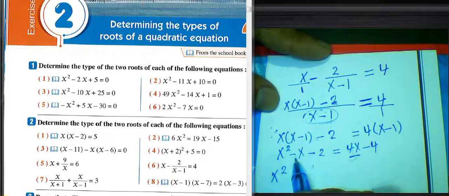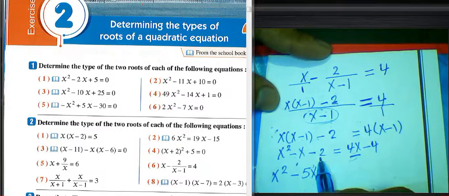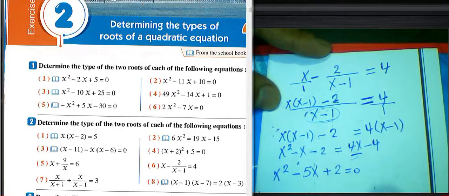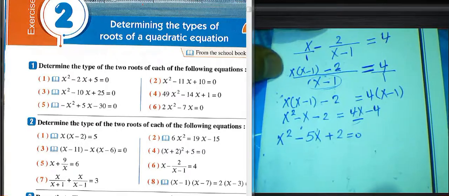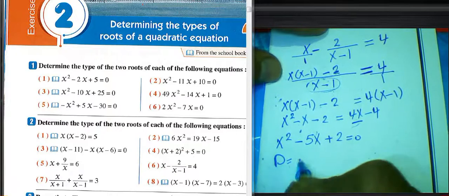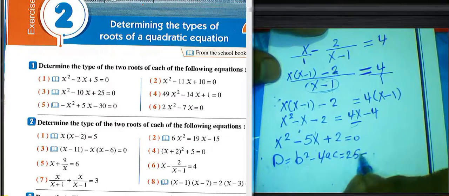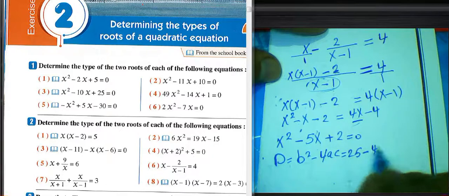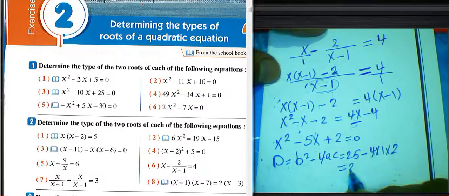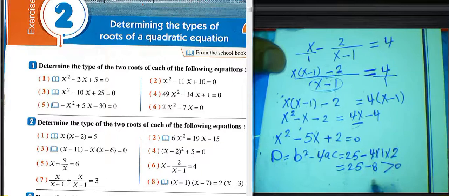Moving 4x here, negative x and negative 4 equal negative 5x. Negative 2 plus 4 equals positive 2, equal 0. So we can solve it by using the discriminant. The discriminant tells us b power 2 subtract 4ac. b power 2 equals 25, subtract 4 multiply by 1 multiply by c, equals 25 subtract 8. So the result will be a number more than 0.